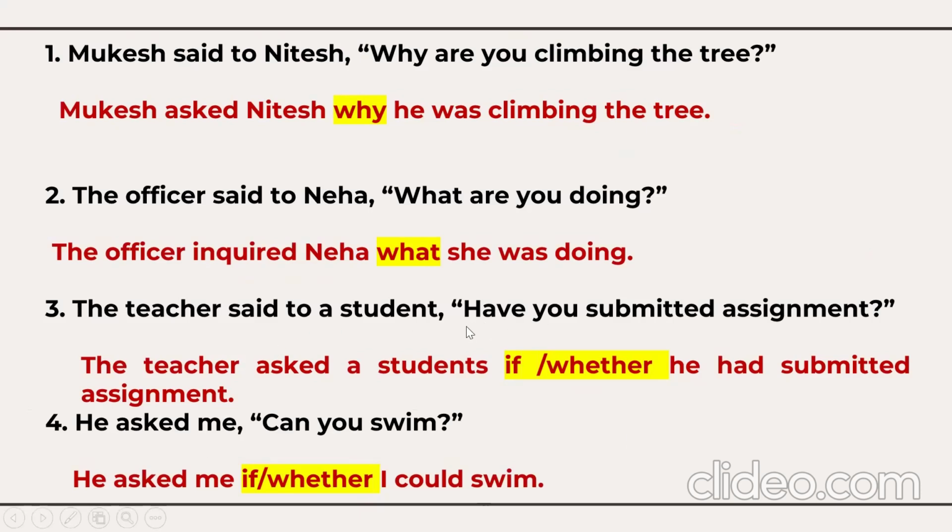Okay, so if the indirect speech starts with the helping verb, you connect it by using if, then the subject. If the question starts with the WH word, you copy the same WH word next to it, then the subject. Then you change the tense. Present tense will become past tense. You can see here are has become was, are has become was, right? Have has become here had, and can has become here could. Okay, so this is the one type of indirect speech.